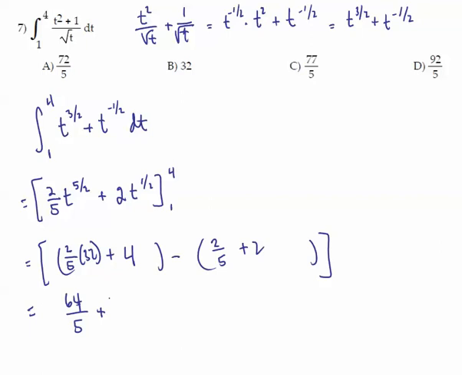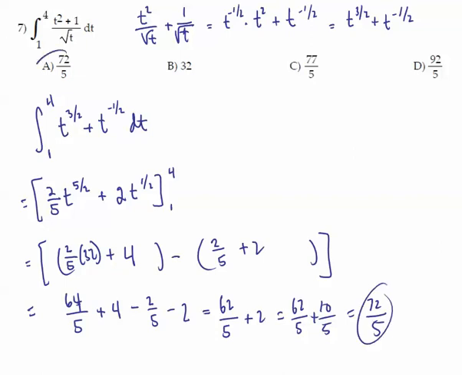Alright, so we end up with 64 over 5 plus 4 minus 2 over 5 minus 2, and that would be 62 over 5 plus 2, which would be 62 over 5 plus 10 over 5, or 72 over 5, and that's option A.